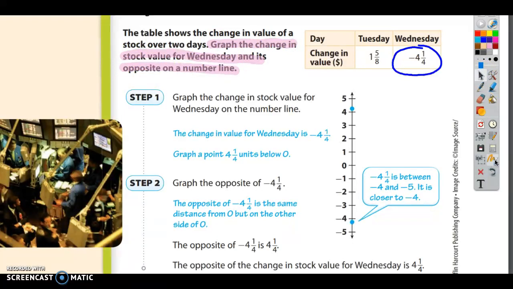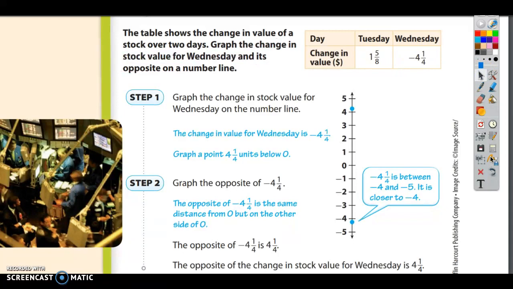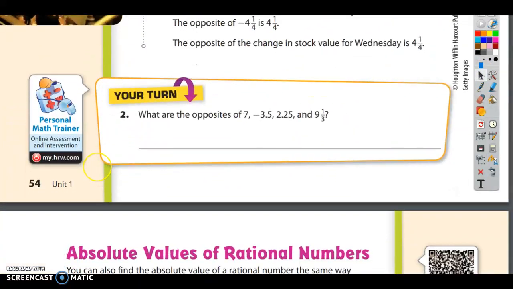All right, let's go to the bottom of the page and check out a couple problems. I think these are going to be really easy for you. I think you should hit pause, try these, and then hit play when you're ready to check your answers. Your turn, number 2. What are the opposites of 7, negative 3.5, positive 2.25, and 9 1/3?